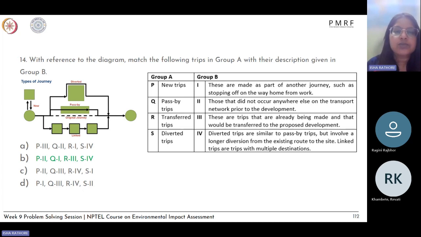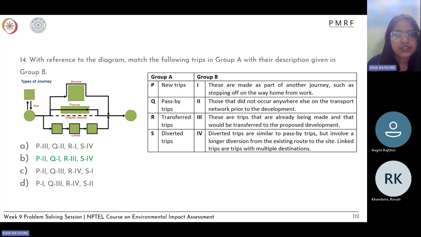Then Q, pass by trips, match with 1. So these are made as part of another journey, such as stopping off on the way home from work. So those are pass by trips. Then R, transfer trips, match with 3. That is, these are the trips that are already being made and that would be transferred to the proposed development. So those are transfer trips.